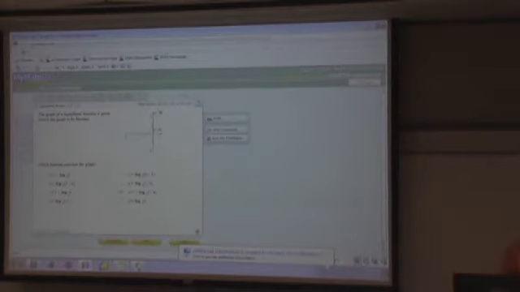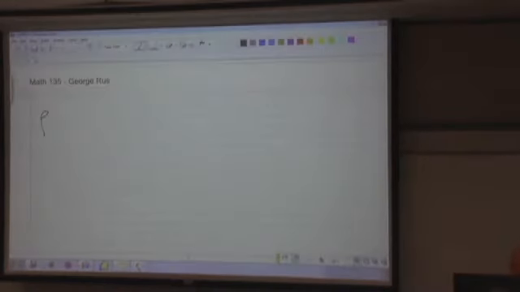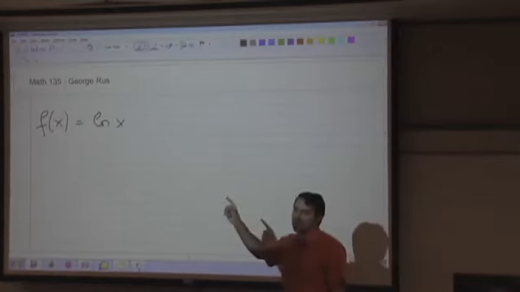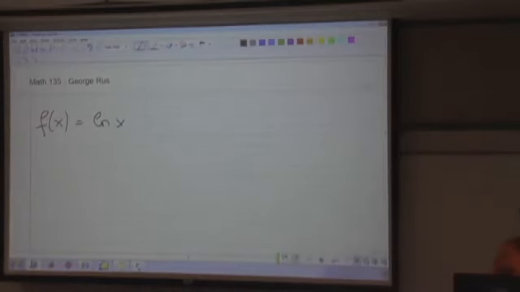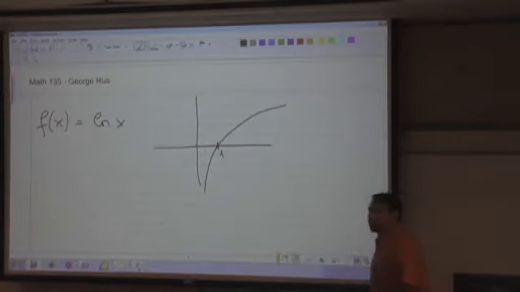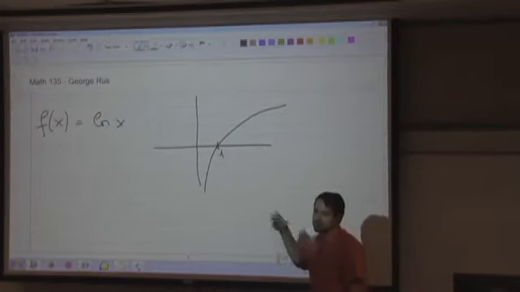So I'm going to choose f of x equals ln of x, just because it's less to write. I'm hoping everybody remembers that ln of x is just log base e of x, right? So what is the graph of ln of x? And the answer is, this is the graph, right? Everybody remembers this? The whole idea is to remember what these are.